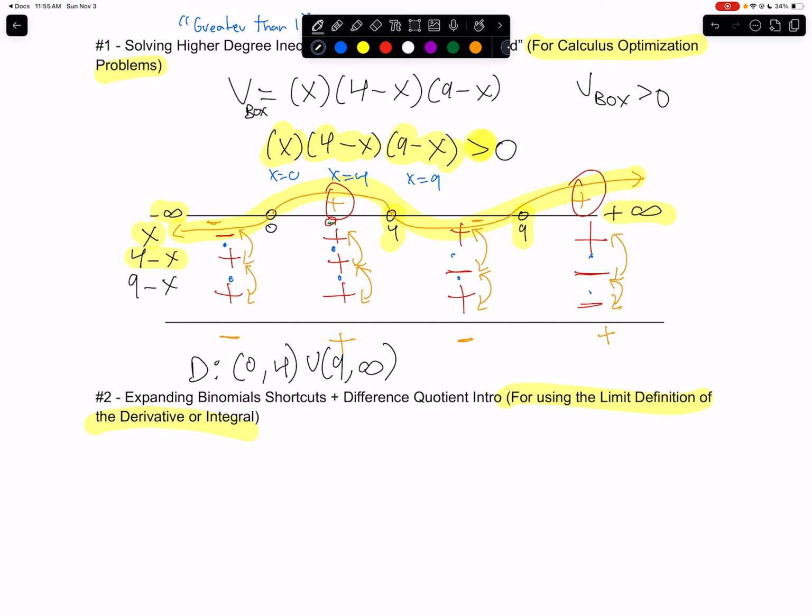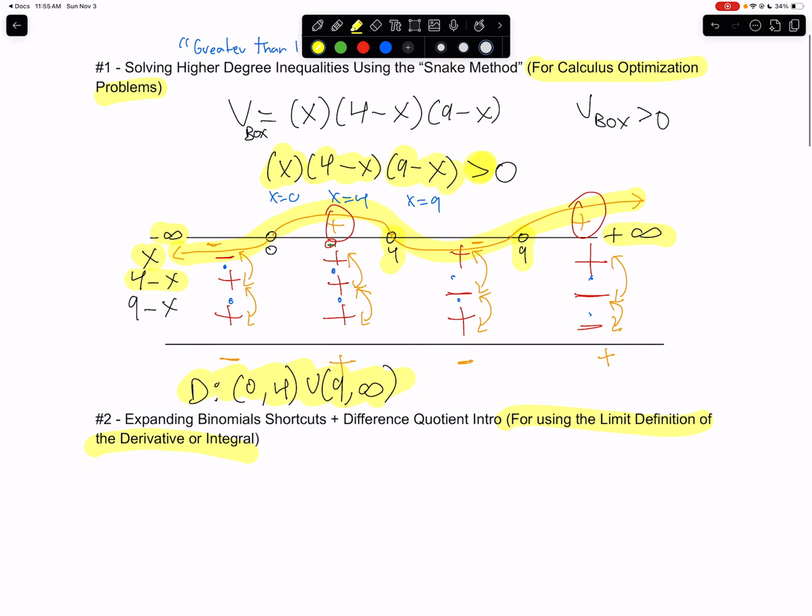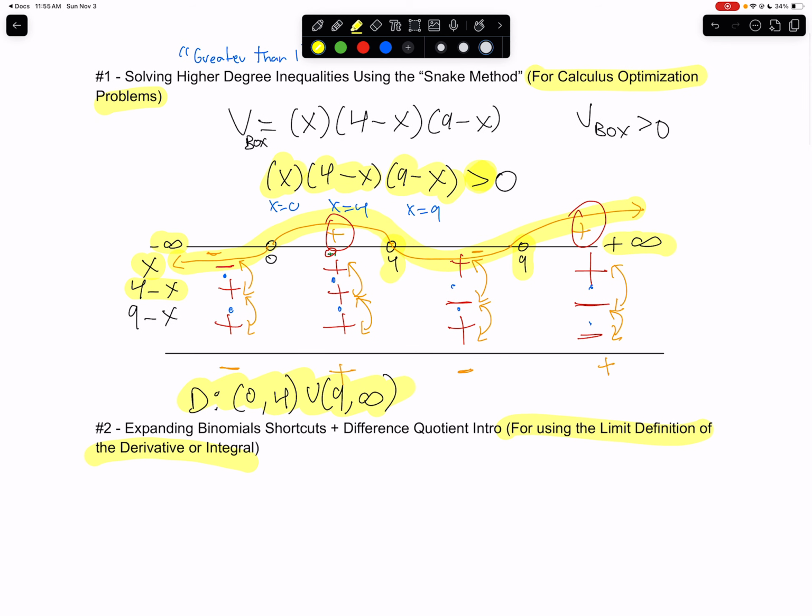Now you can always check this just to see if you're uncertain here. If you plug in values in between these intervals, like if I plug in 3 into this volume of the box equation, we see that the output will be positive. If I plug in 1,000, the volume will still be positive. So you can just quickly check here if it works. Again, you can also do the guess and check process here. You don't have to do the snake method.